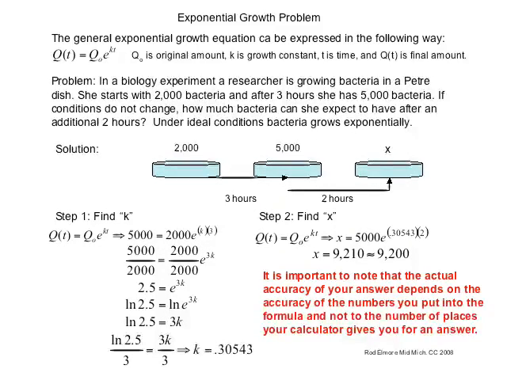It is important to note that the actual accuracy of your answer depends on the accuracy of the numbers you put into the formula, and not the number of places your calculator gives you for an answer. It's pretty normal that people see something on the calculator and they say, oh, all those places, that's more accurate. Not really. The calculator isn't thinking about anything, it's just terminating after a given number of decimal places. So what you have to do in a real-life experiment like this is decide how accurate was the original data, and then how the operations that we're going to do affect the accuracy of the final outcome. So that's why I say probably 9,000 is about as good as you're going to get here. But if you're in a real life situation, that would be decisions you'd have to make.